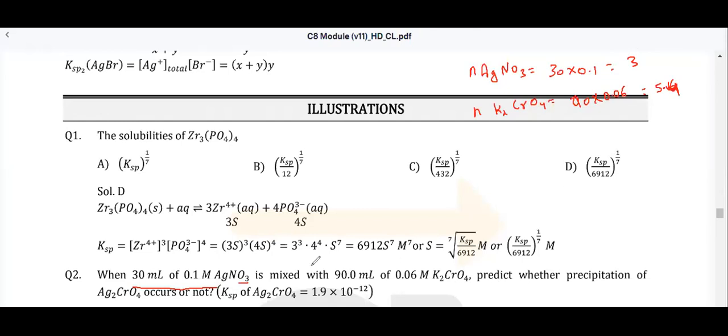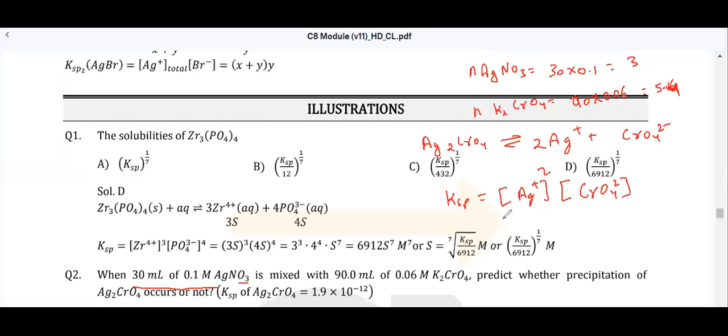Now, predict whether the precipitation of Ag2CrO4 will occur or not. When you talk about the reaction of Ag2CrO4, this will give 2Ag plus and CrO4 2 minus. Agree, everyone? Yes or no? So Ksp is equal to concentration of Ag plus whole square into concentration of CrO4 2 minus. This is given, which is 1.9 into 10 to the power minus 12.